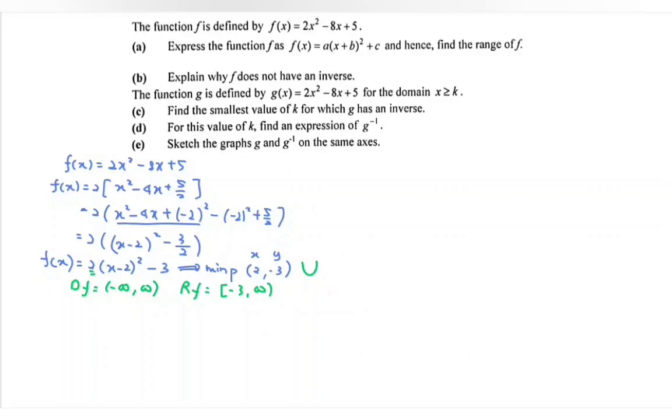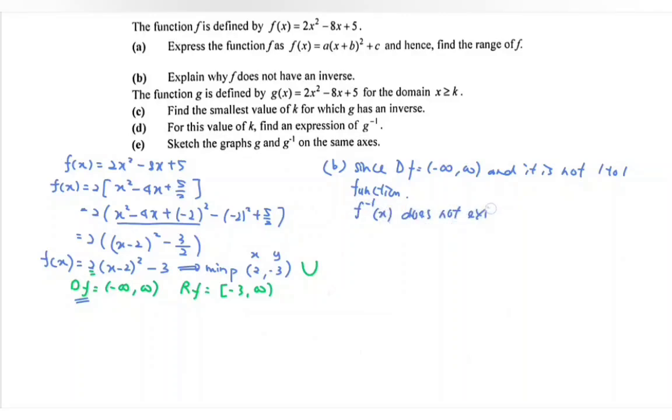So if it refers to B, explain why f does not have an inverse. Do you know why? For question B, since the domain for f is negative infinity until infinity, it is not a one-to-one function. If it is not a one-to-one function, then we can say f inverse does not exist. So that is the end of the story for question B.